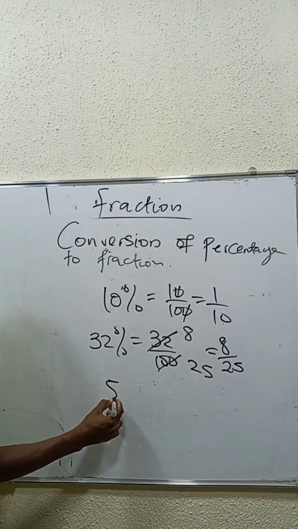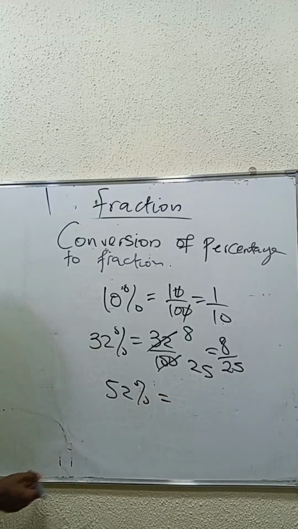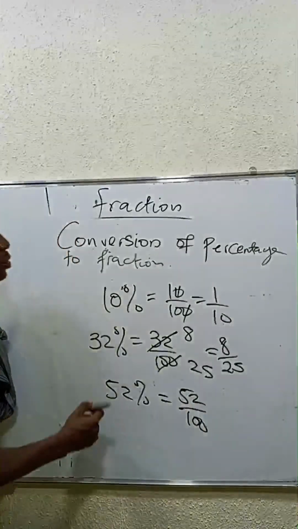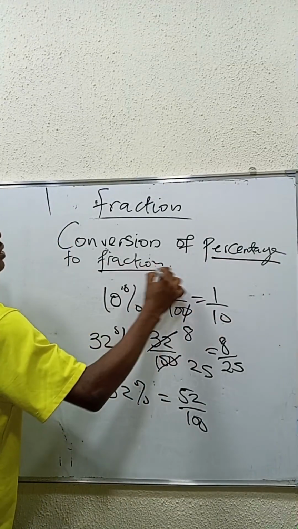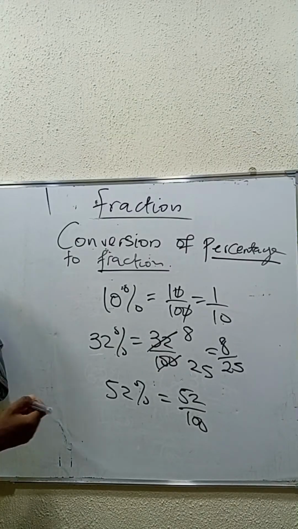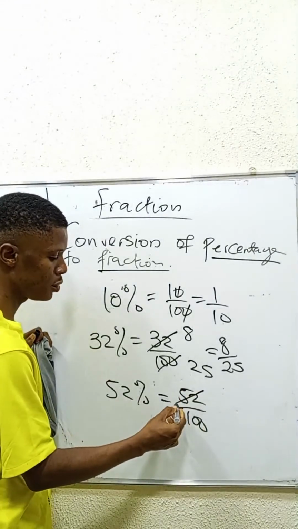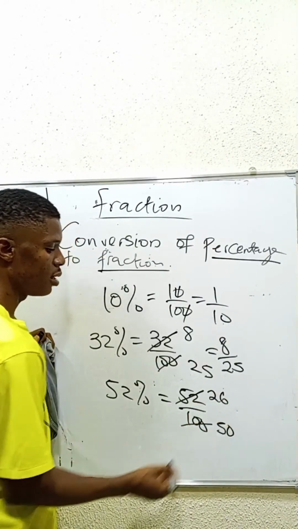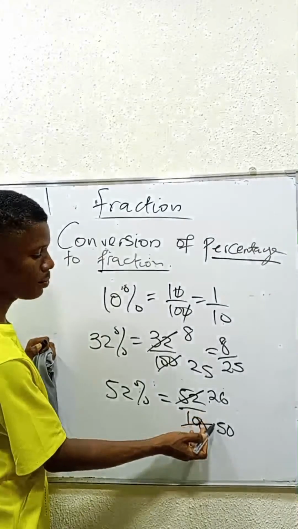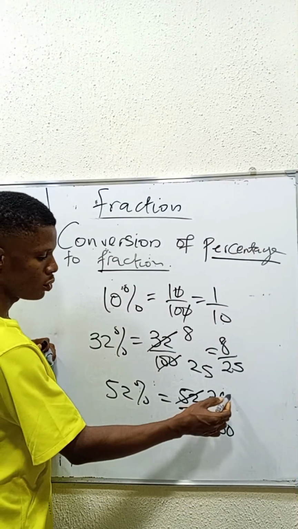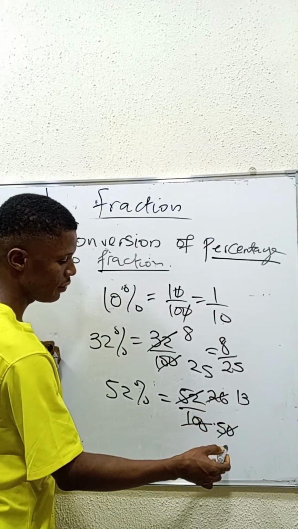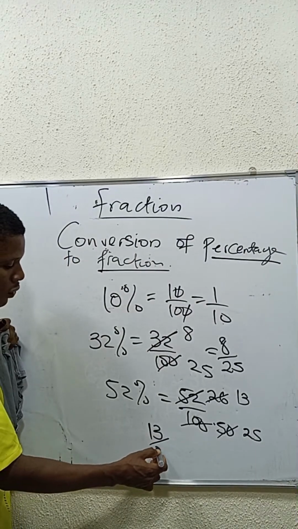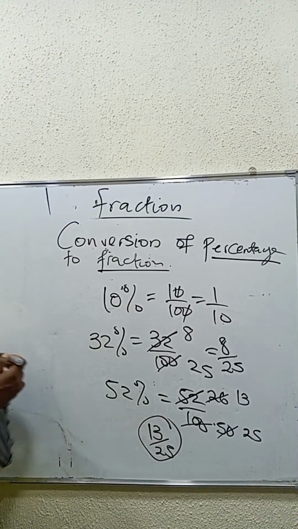So let's look at 52%. Since we are trying to convert a percent to a fraction, 52% is 52 over 100. What do we do? We divide by 2 to get 26, and divide by 2 to get 50. If you look at this, there's also a number that can divide both, which is 2. So 2 divides 26 to give 13, and 2 divides 50 to give 25. So lastly, the answer is 13 over 25. And that's the required answer.